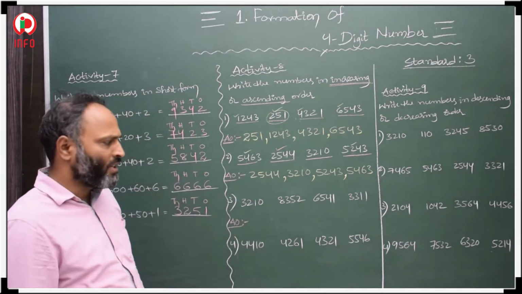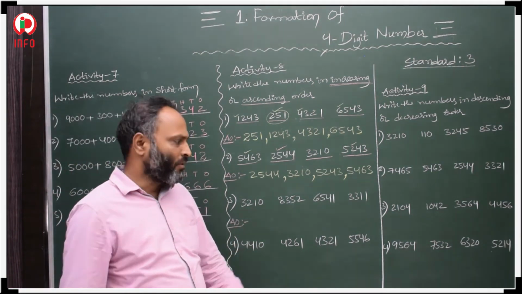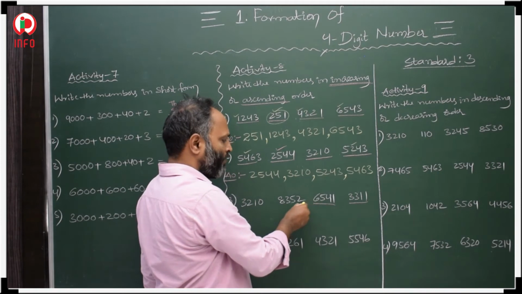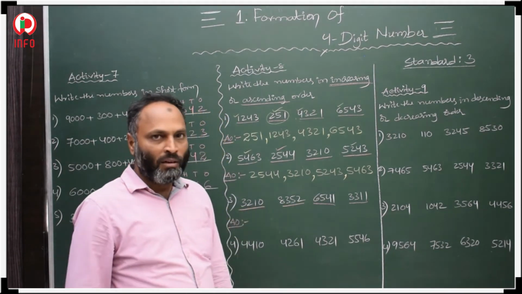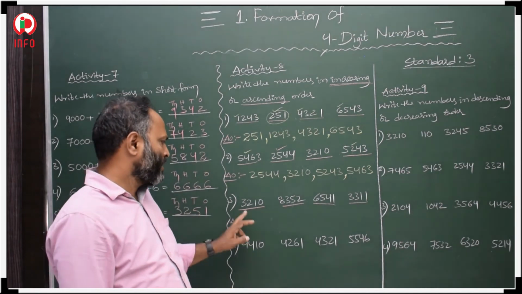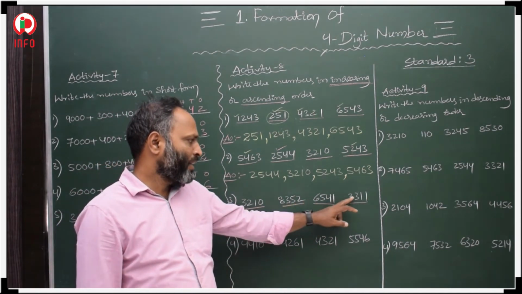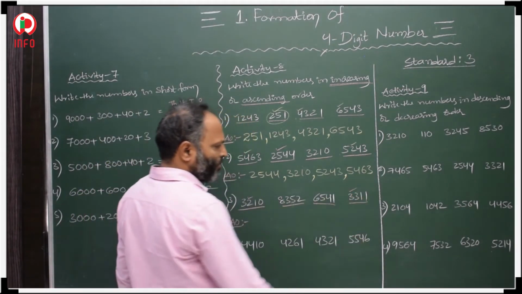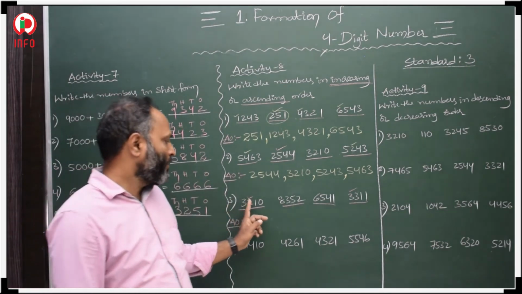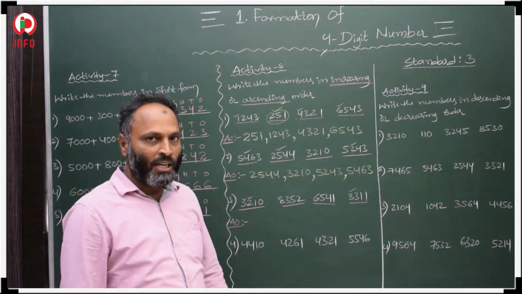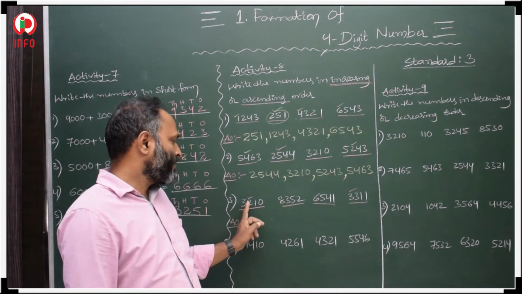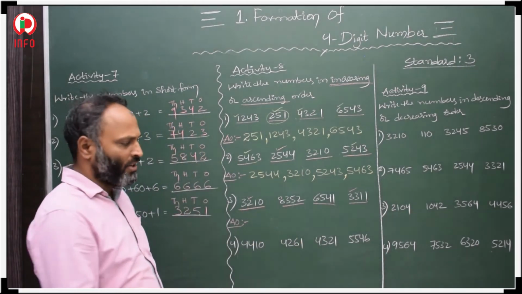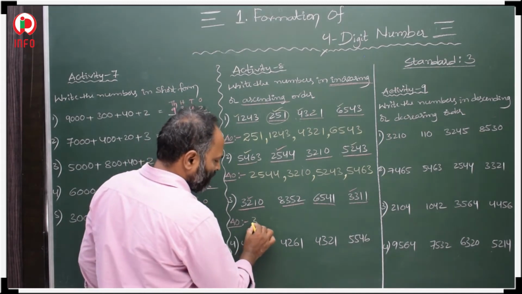Next one, ascending order. Again, number of digits we have to count. In first 4 digits, in second 4, third 4 and fourth 4. All are equal. Now we check thousands places. 3, 8, 6, 3. 3 and 3 are equal, and these 2 are smaller. Both thousands places are 3, 3, so we go for hundreds place, 3200, 3300. 3200 is smaller, 2 is smaller. So we take first 3210.